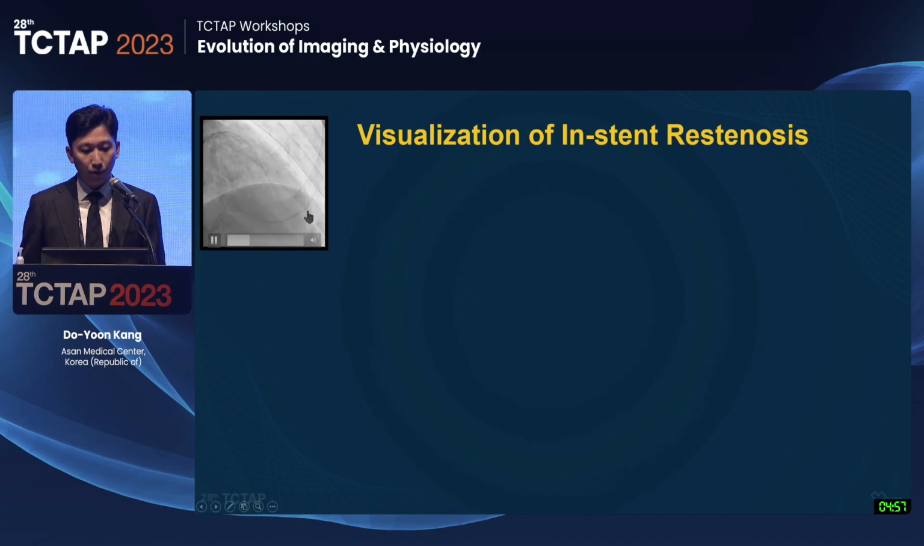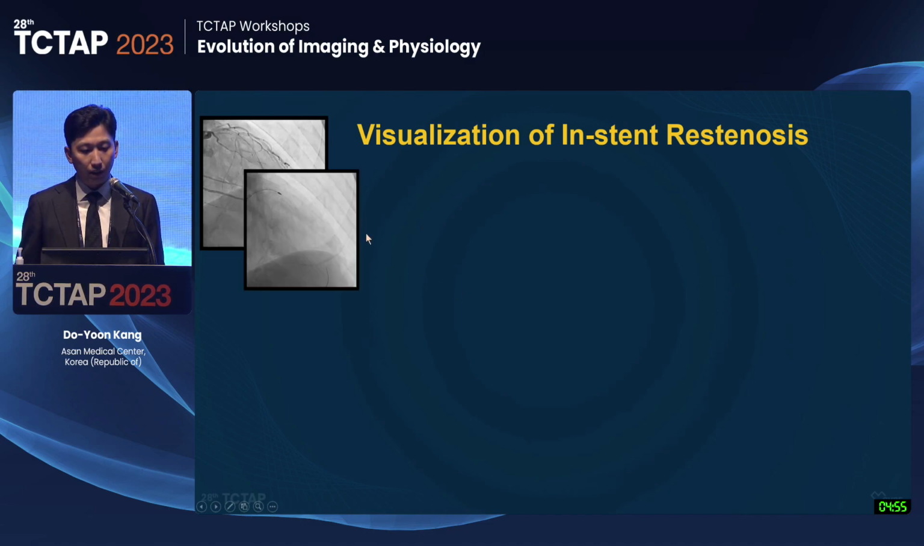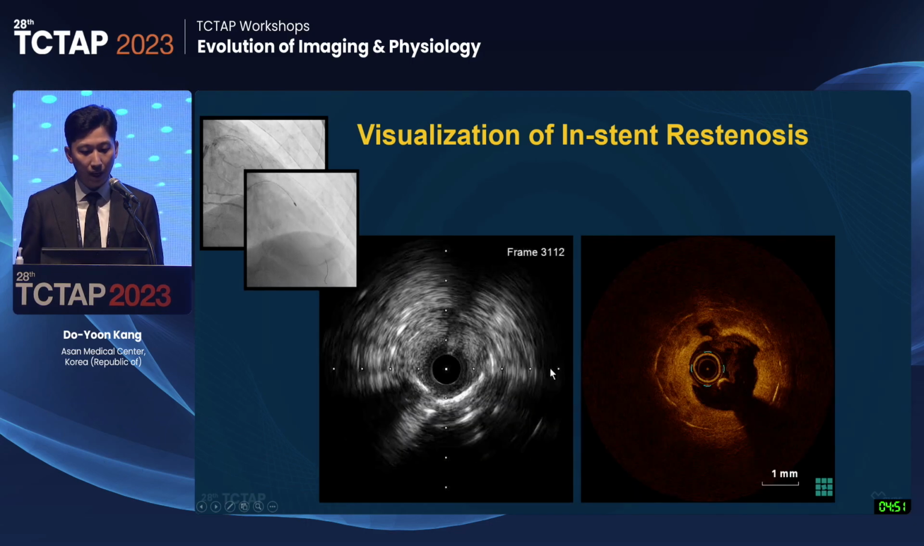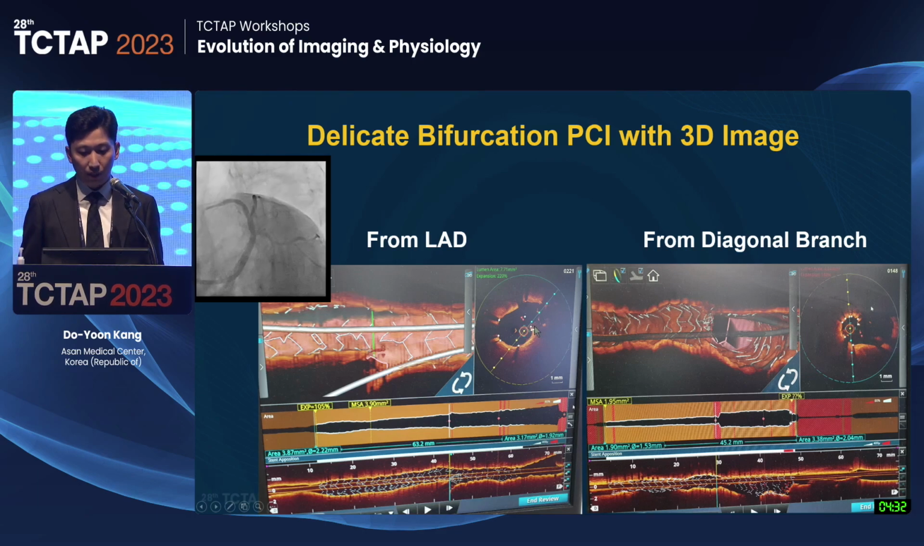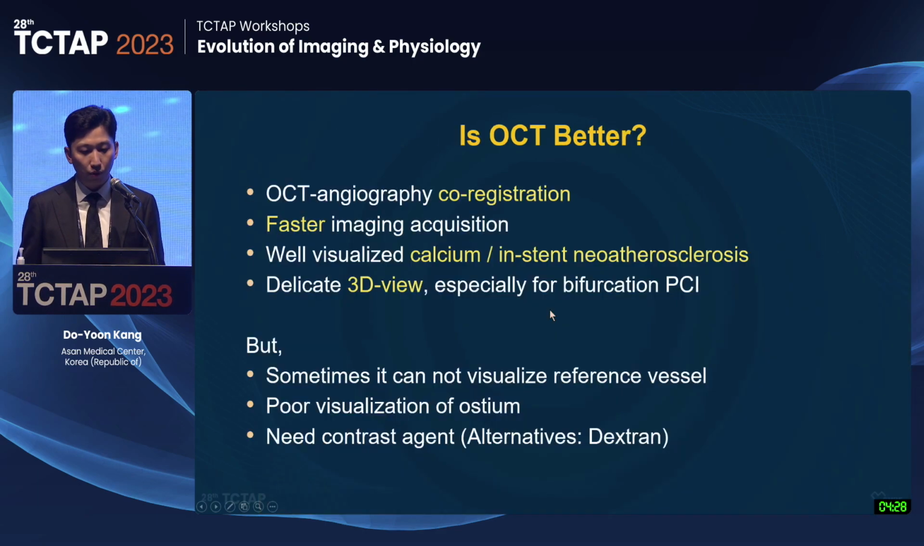This is an example of ISR with a stent, and because of the undilated lesion, we performed rotational atherectomy. In IVUS, the lesion was not well visible, but in OCT, we could clearly visualize the breakage of the calcification and lesions. And also, 3D imaging for delicate bifurcation PCI is available, and many operators are using it for optimal wiring and the kissing balloon.